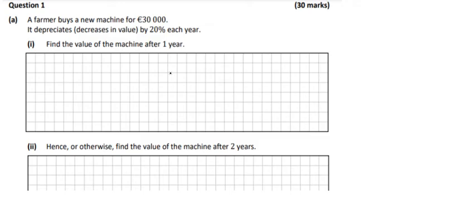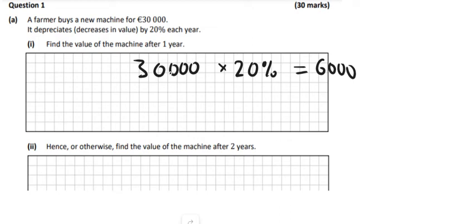So question 1. A farmer buys a new machine for 30,000 and it depreciates by 20%. So we just need to find 20% of it. I can multiply by 20 and use the percentage button on the calculator, or I could multiply by 0.2. One or the other, whichever way you want to do it. And that would be 6,000, or you might know already that it's 6,000.